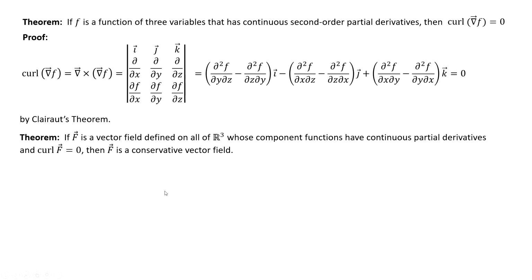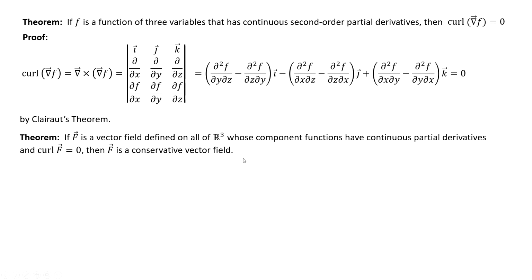Theorem. If f is a vector field defined on all of R3, whose component functions have continuous partial derivatives and curl f is equal to 0, then f is a conservative vector field. Now, that is a pretty powerful theorem. I'll tell you in just a second why. Let's look at it. If f is a vector field, and curl of f is 0, then f is a conservative vector field.